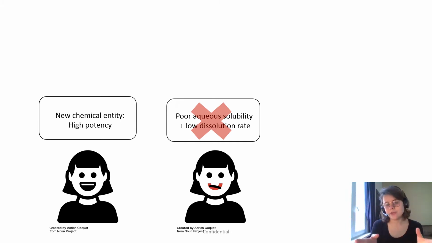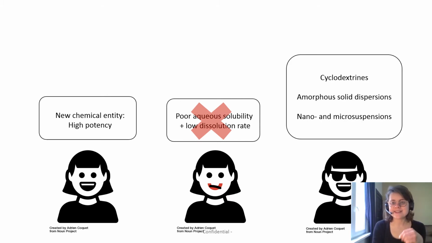And what do we do to really increase these properties? Well, the company often comes to our laboratory of formulation scientists, and this is probably nothing new for you, the different strategies that you can apply to increase the poor aqueous solubility and/or the dissolution rate, such as cyclodextrins, amorphous solid dispersions, nano and micro suspensions, but also many others. But our focus today will be on the nano and micro suspensions.